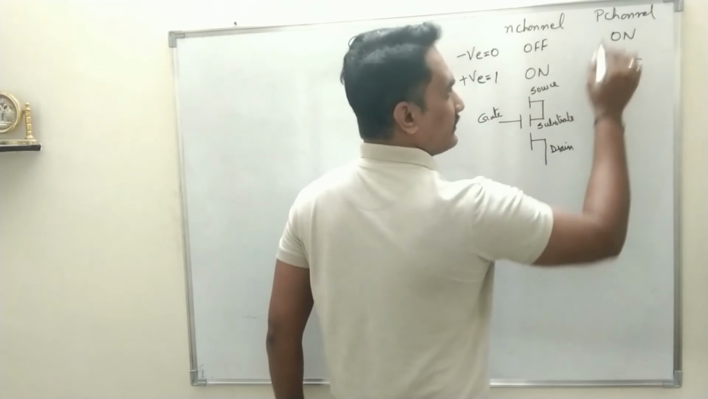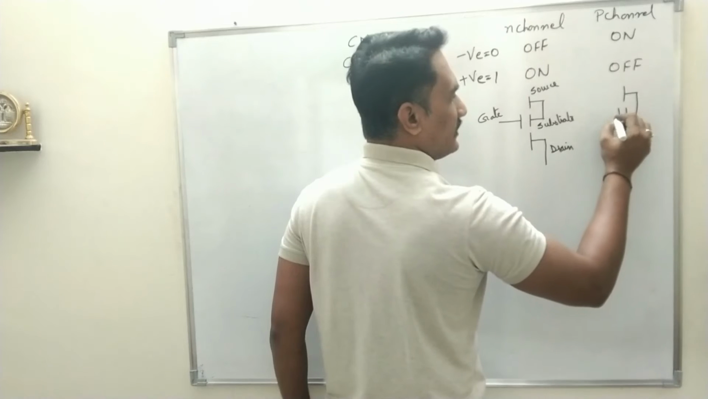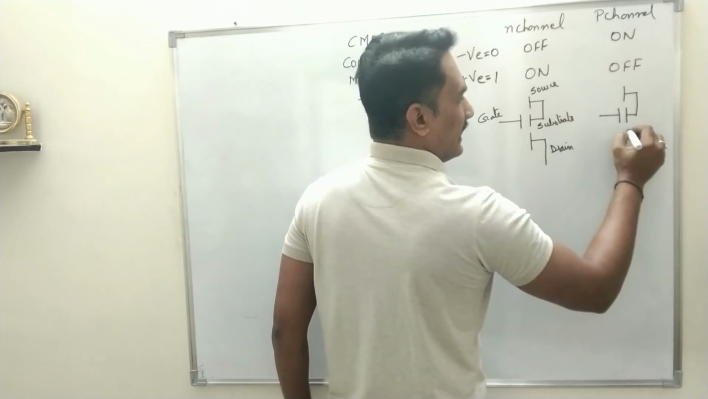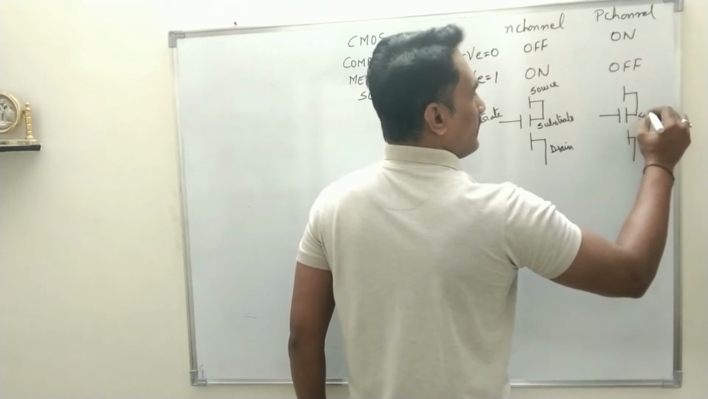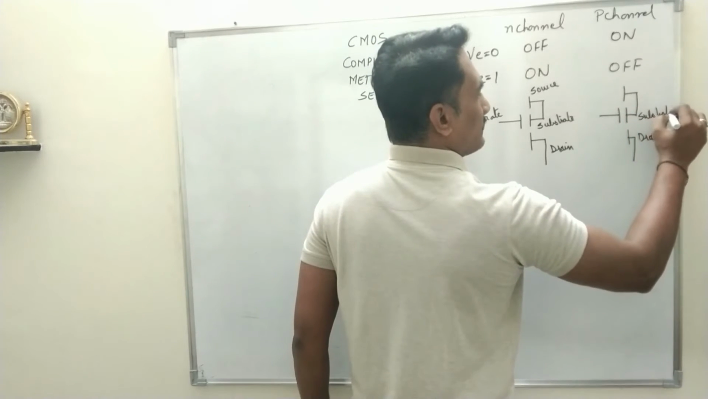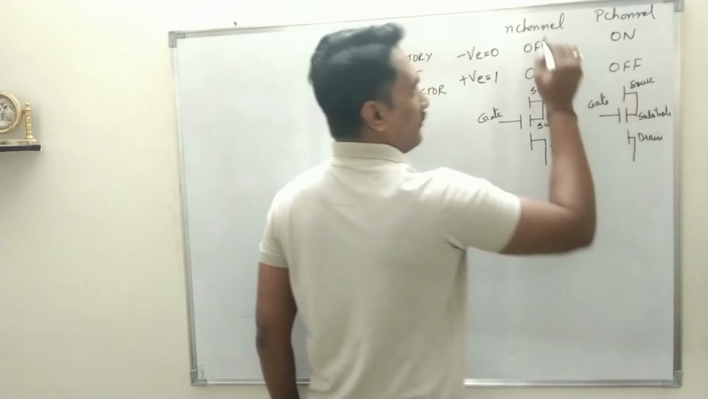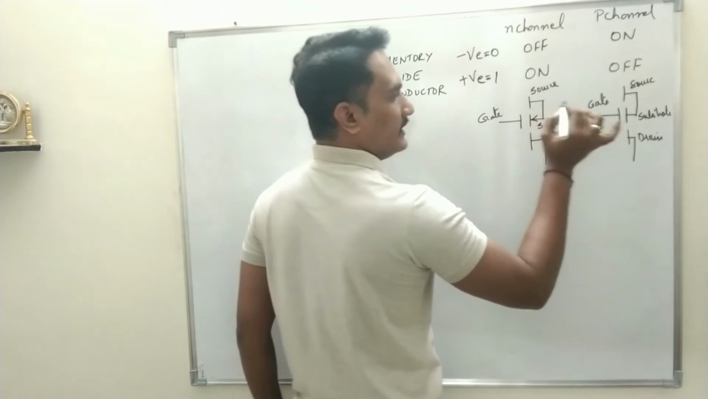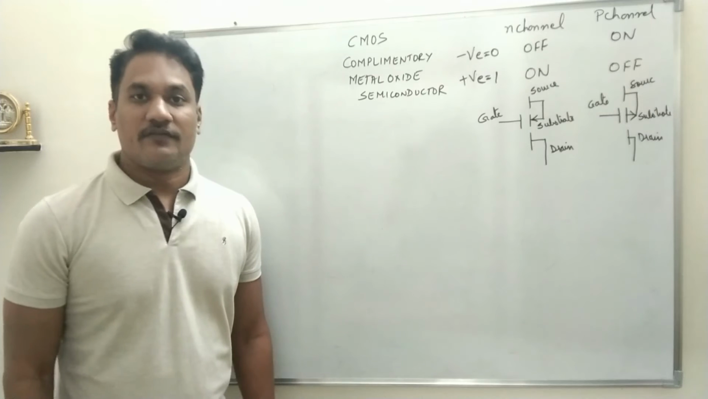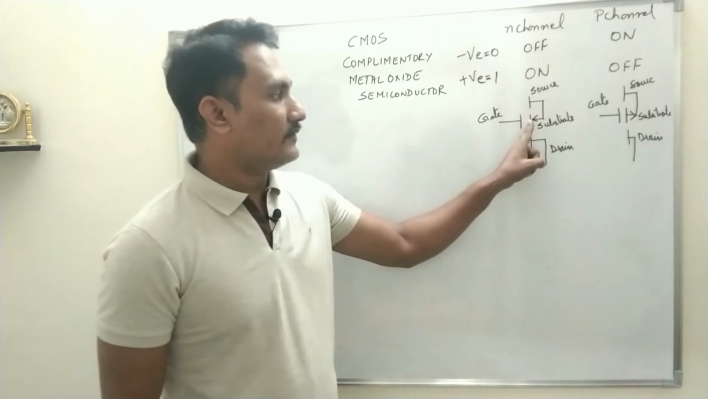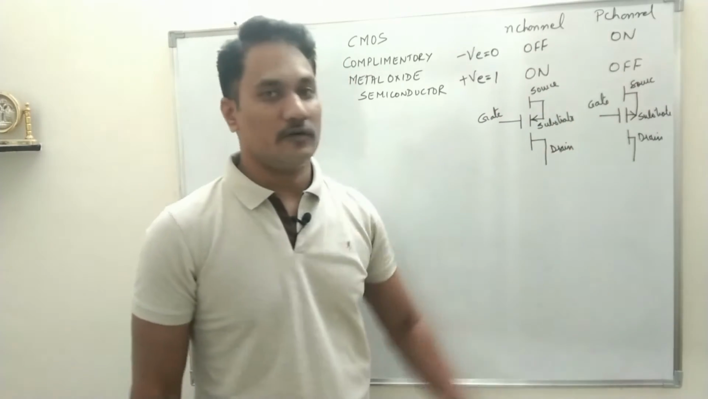drain. Exactly on the same lines for P channel, source connected to substrate, in front of substrate you have gate and then the drain terminal. So this is drain, substrate, source and gate. For N channel, the arrow mark will be inward. For P channel, the arrow mark will be outward. That's all we have to remember. If the arrow mark is inward, it is N channel. If the arrow mark is outward, it will be P channel.